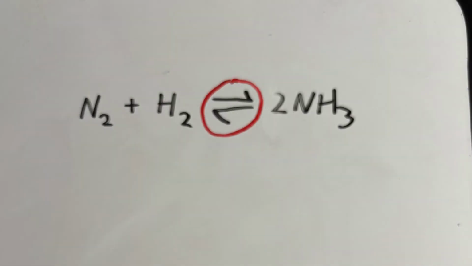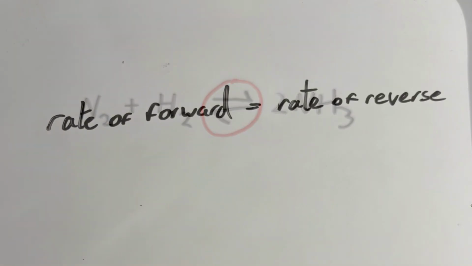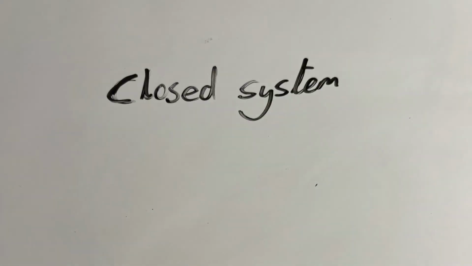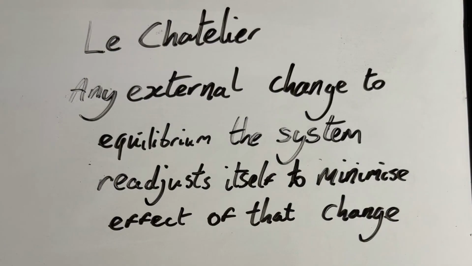Now, this symbol here means a reversible reaction, an example of which is on screen now. Now, where you'll have a reversible reaction, you'll also have an equilibrium, where the rate of the forward reaction is equal to the rate of the reverse. Now, it's important to know that at this point, concentration doesn't change, and we are working within a closed system. And that gives us something called Le Chatelier's principle, which you'll need to know the definition of, which states that any external change to equilibrium means the system will readjust itself to minimize that change.